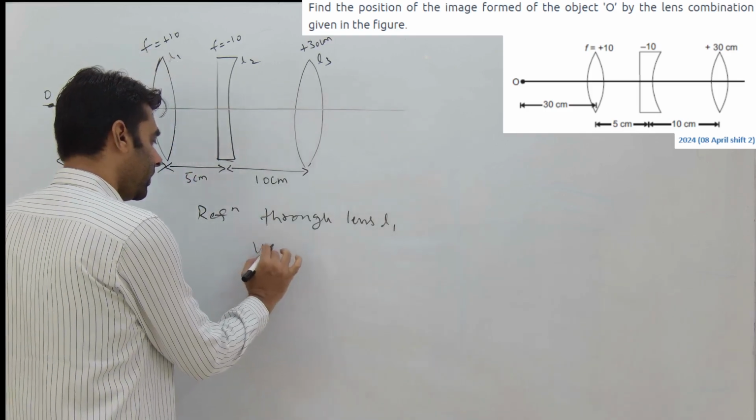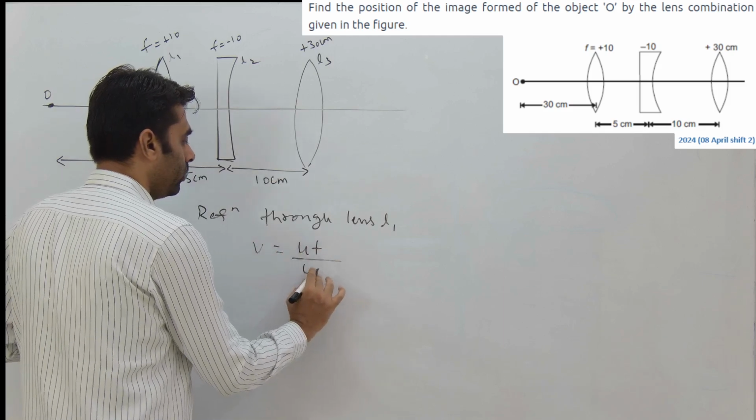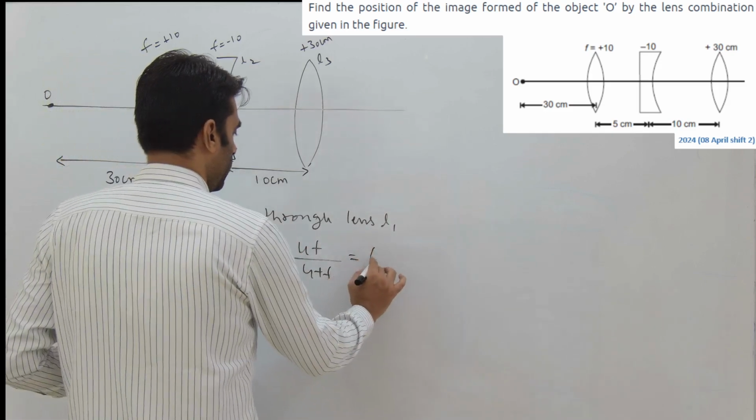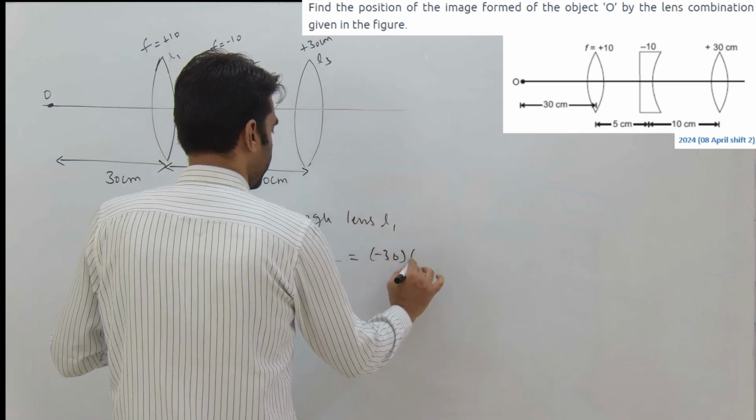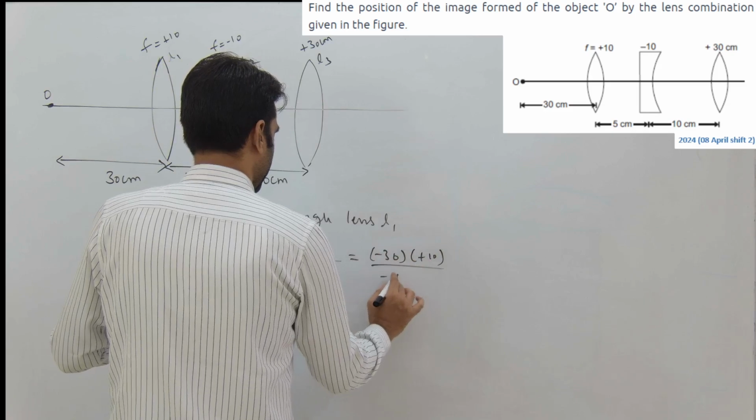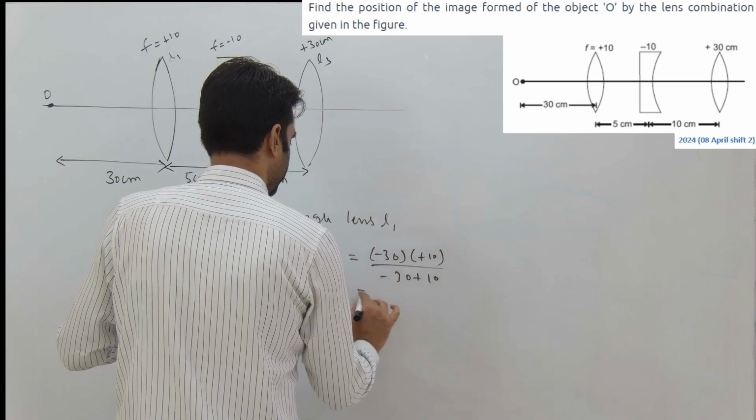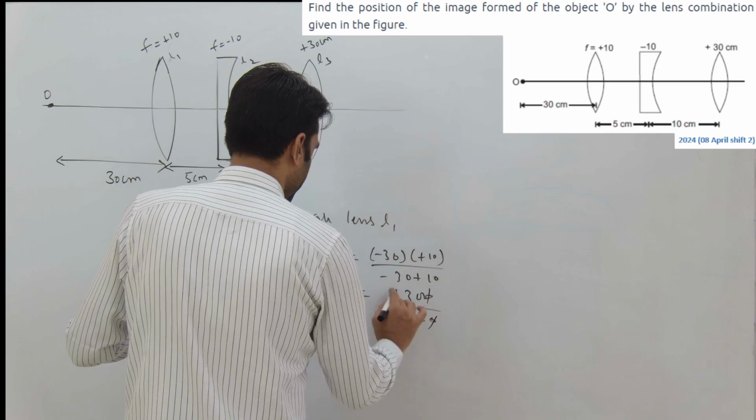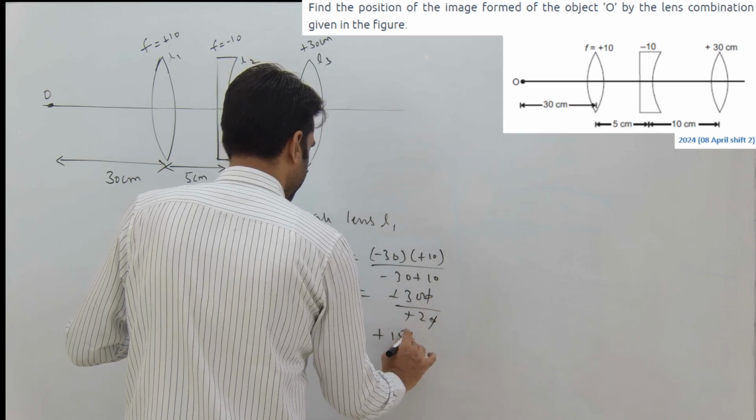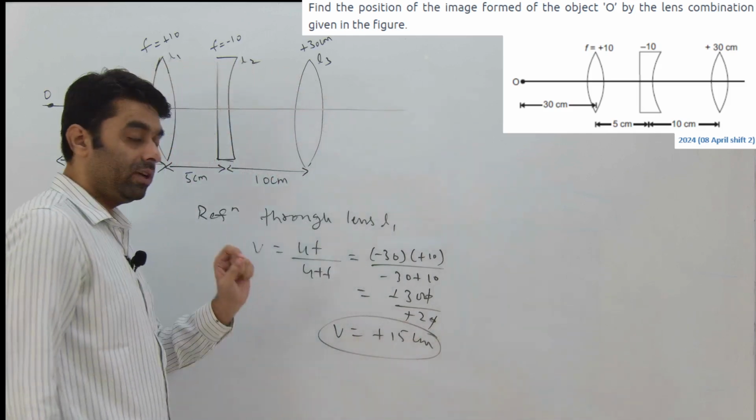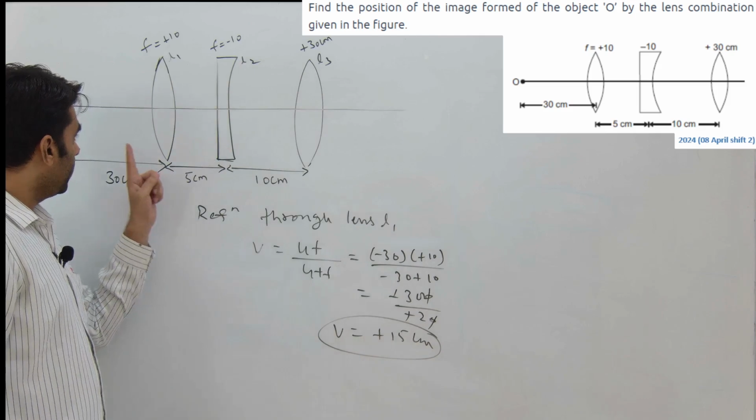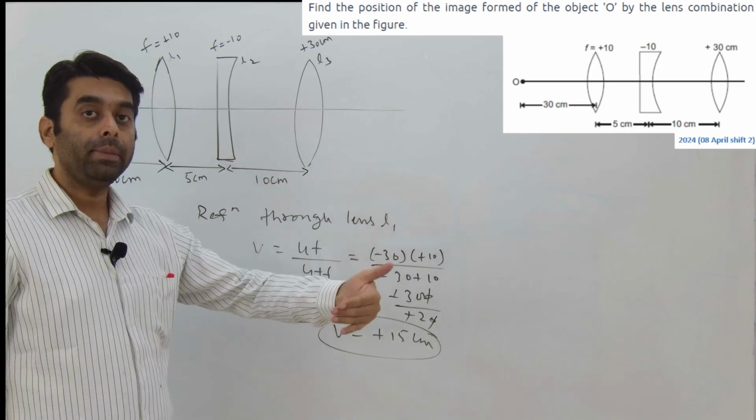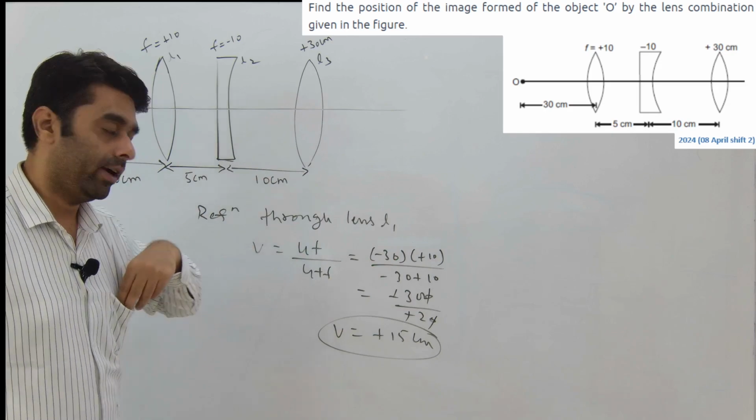So image in this case, v equals uf by u plus f. The u value is 30, with sign convention it is minus 30. So minus 30 into f, which is 10, divided by minus 30 plus 10. How much are we getting? Minus 300 by minus 20. The v value comes out plus 15 centimeter. Now see this. v is coming plus 15 centimeter. That means the light rays which start from the object, after refraction they will meet at a distance of 15 centimeter. Let us draw the ray diagram.